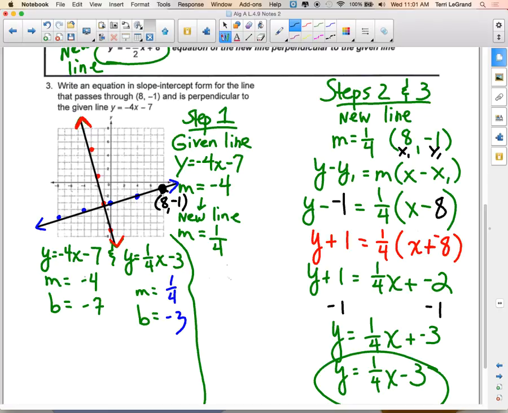Okay, on your worksheet, the front side is like the front side of the notes. You'll have 3 problems to do. The back side is like the back side of the notes. You'll have 2 problems to do. But you're not starting on this yet.